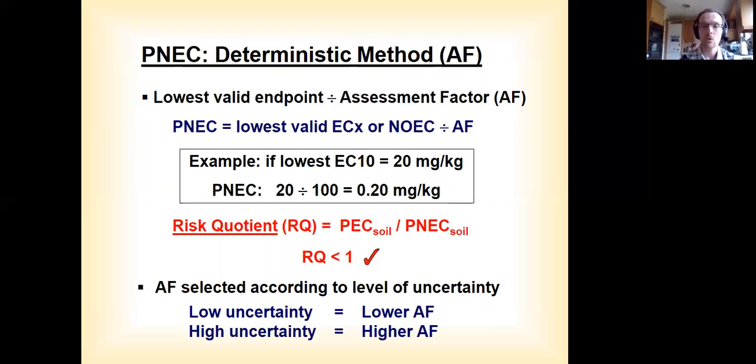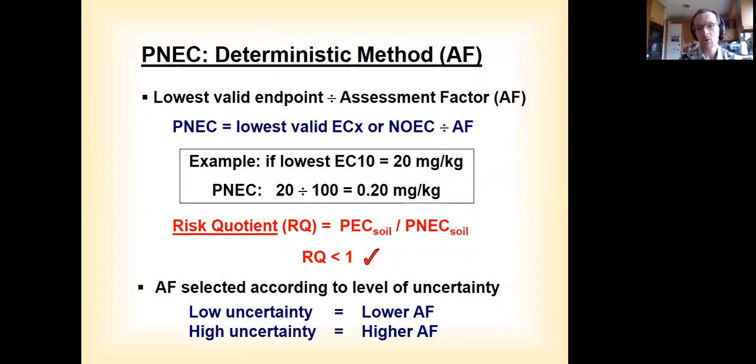So let's say in all of the data you have found for a particular chemical, the lowest EC10 was 20 milligrams per kilogram, then you would divide that value by some assessment factor, in this example 100, to determine your PNEC as 0.2 milligrams per kilogram. Then you can do your risk quotient assessment and see whether the predicted environmental concentration in the soil is smaller than this predicted no effect concentration. If your risk quotient is less than 1, no problem, no risk, everything is fine. You have remediated your soil to a level that's fine.